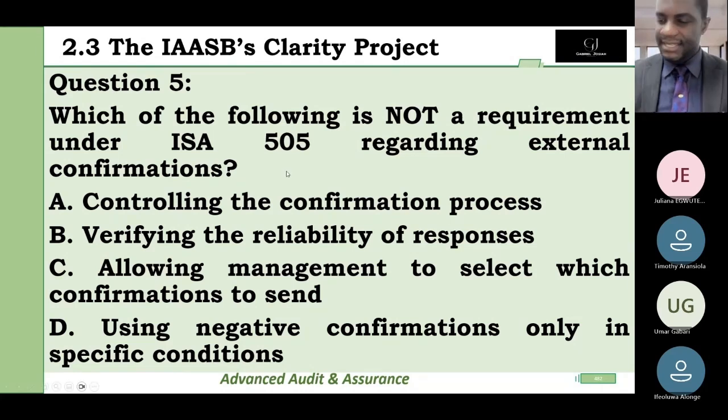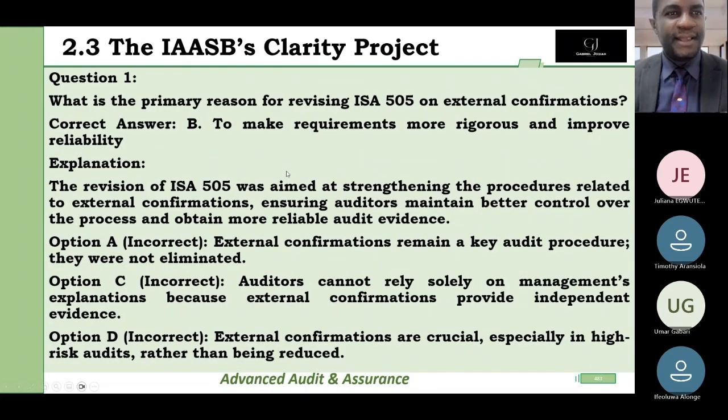All right. So let's see. Drum roll. What is the primary reason for revising ISA 505 on external confirmation? To make the requirement more rigorous and improve reliability. B. Exactly. Everybody got it. The revision of ISA 505 was aimed at strengthening the procedures related to external confirmation, ensuring auditors maintain better control over the process and obtain more reliable audit evidence.